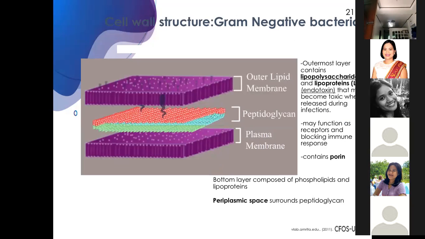So this slide shows the cell wall of a gram-negative bacterium. Notice the outermost layer, which is the lipopolysaccharide, that may become toxic when released during infection, and may function as receptors and block the immune response. It also contains porins. Okay.